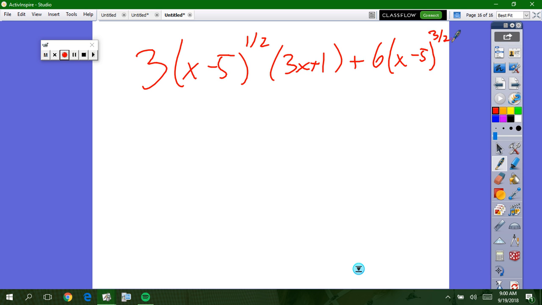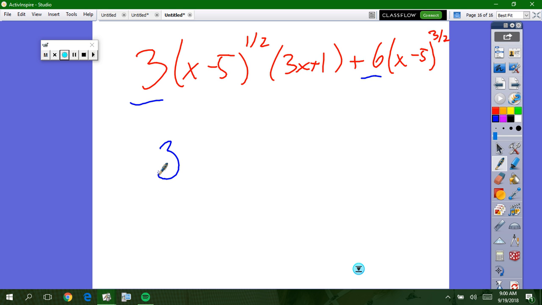What can I factor out? What do they both have in common? First off, I can look at the numbers. 6 and 3 both have a what in common? A 3. Does everybody understand how I can pull out a 3? Yes, no? Does anybody else share anything?